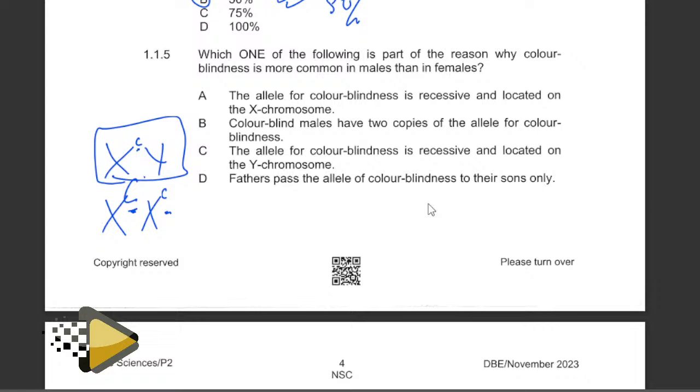Colorblind is made of two copies? No, in males, because Y doesn't carry it, so that is out. The allele for colorblindness is recessive, located on the Y chromosome? Never. Y doesn't carry it. They're saying the father passes the allele of colorblindness to their sons? No, remember the father gives them the Y, doesn't give them X, so this is out. So the most correct answer is A.